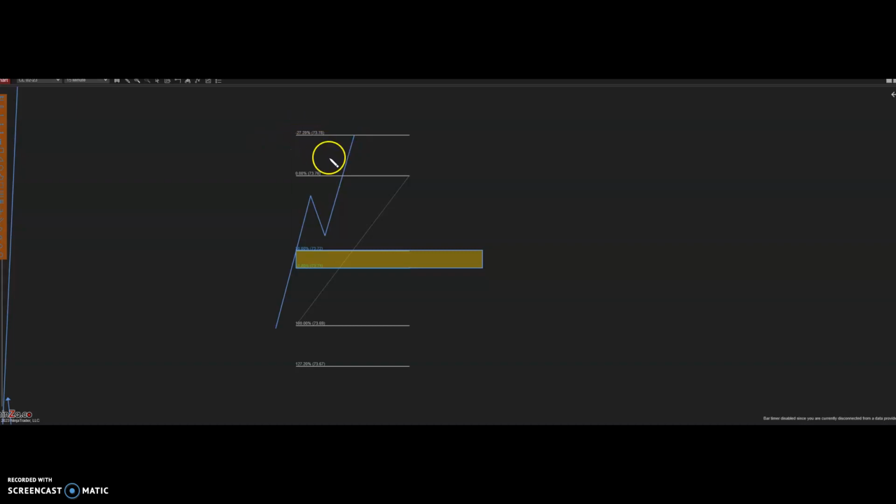I'm looking for price to respect this area and not break back below, and for the continuation up to what I call TP1, which is the negative 27.2. Now it works in reverse. If price went down and broke the zone, I'm looking for a retest and a respect of the zone down to positive 27.2, 127.2. That's a quick explanation of the numbers that I use for the Fibonacci. Now let's go to the chart and see what that looks like.